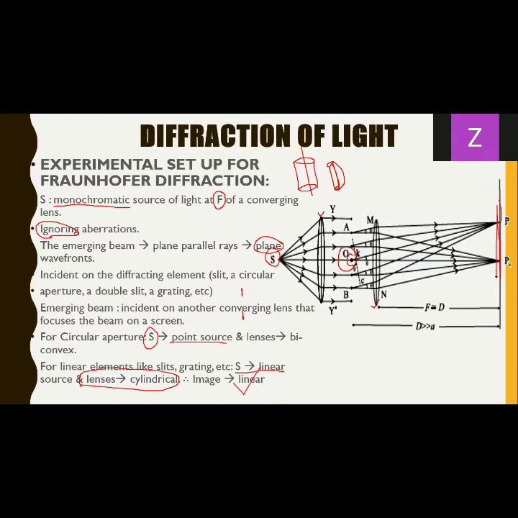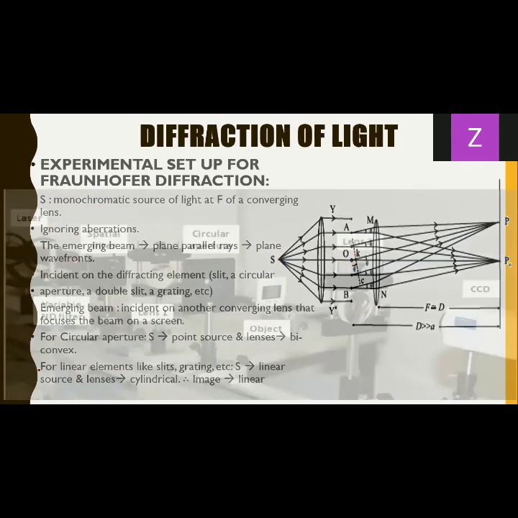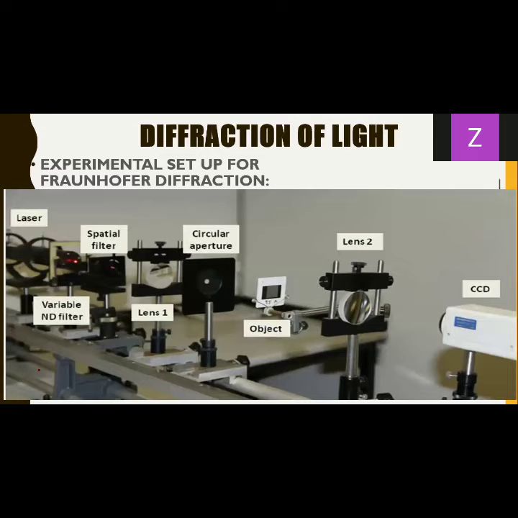Okay, now this is a diagrammatic representation, but how does the actual setup look, as in the practical setup? It is like this. So you can see over here we have a laser, which is a light source. There is a filter here, forget about it. You can see a lens over here, and a circular aperture. You can see the circular aperture which is present over here.